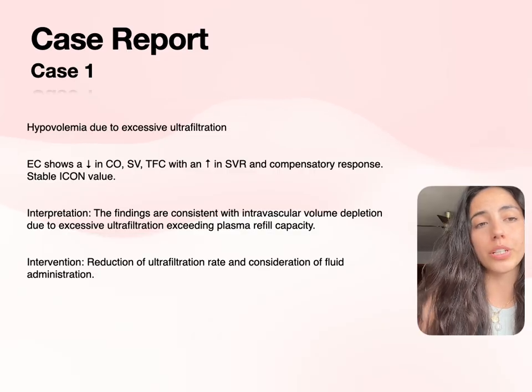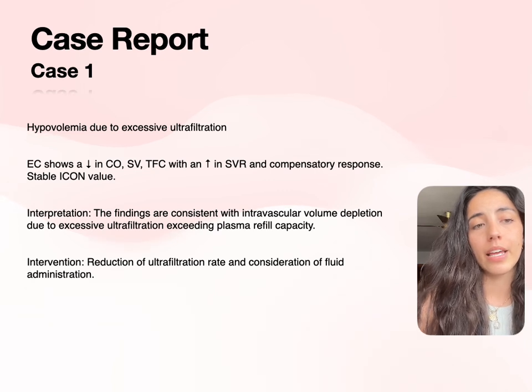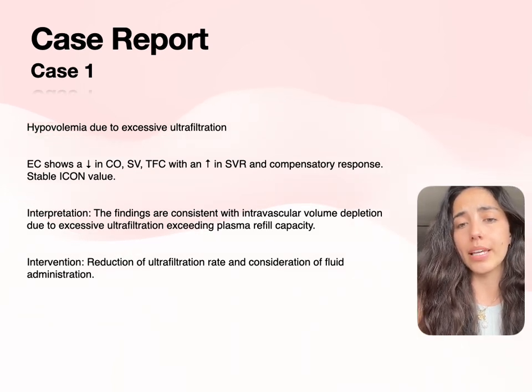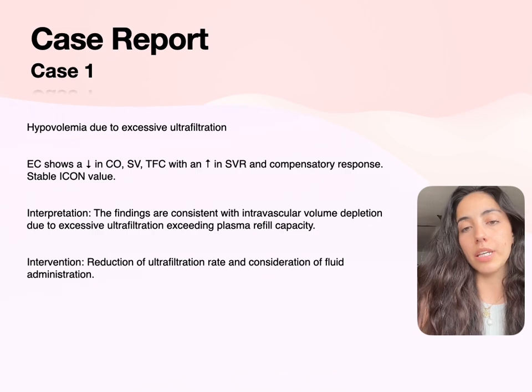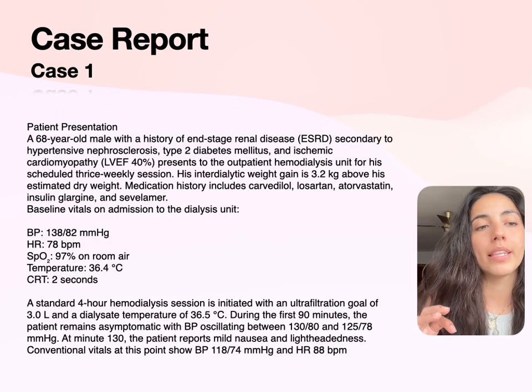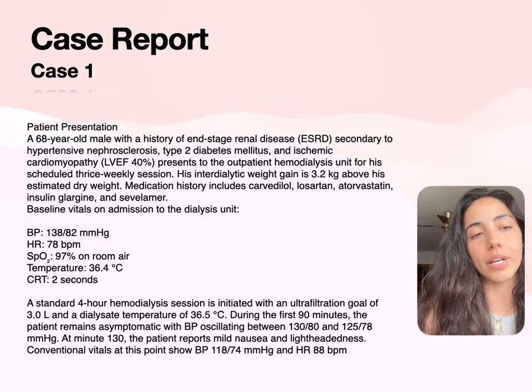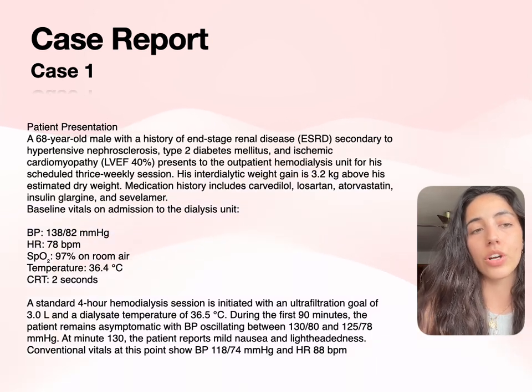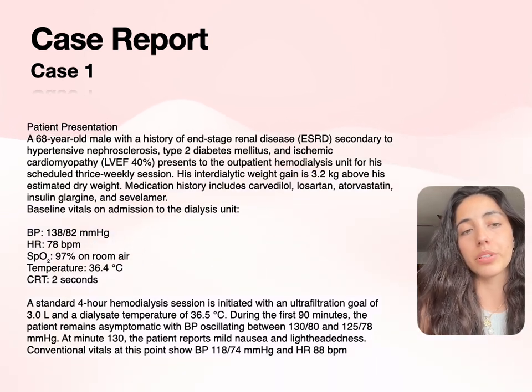And now we're going to go through a little bit of a case, a case of hyperfiltration, in which there is a loss of volume due to the speed of plasma filtration. This is going to be the case of a 68-year-old patient with a history of end-stage renal disease and also hypertensive nephrosclerosis, type 2 diabetes, and ischemic cardiopathy.